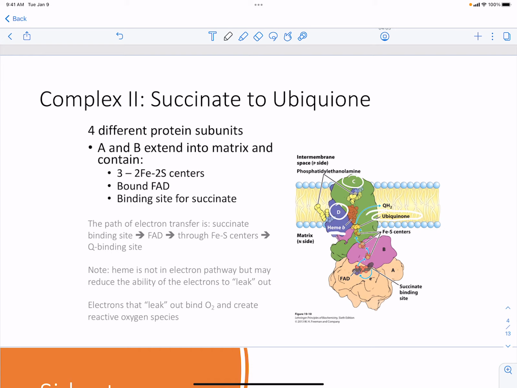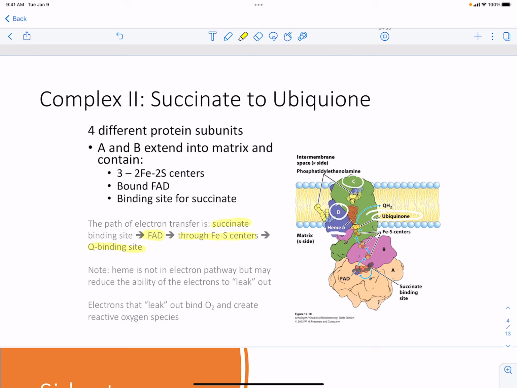Now, one of the things to note here is the movement of the electrons. The electrons are going to go from succinate, which is part of the TCA cycle. Succinate has its own binding site. Succinate will pass its electrons to FAD. So this is different than complex 1, which had an FMN. And then FAD will transfer these through iron sulfur centers, so that's similar to complex 1, and then on to ubiquinone.